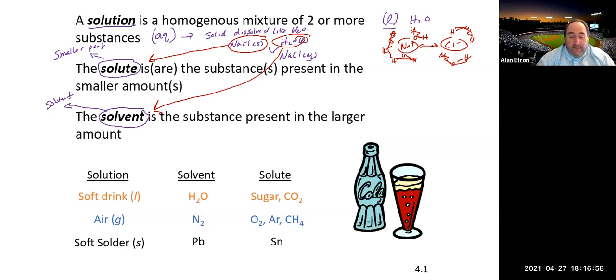And something that's solid could technically be considered a solution as well, although we visualize solutions as liquids, but technically they could be something else, because really a solution is just a homogeneous mixture. And a homogeneous mixture means that everything mixes and is the same throughout. Questions on that?